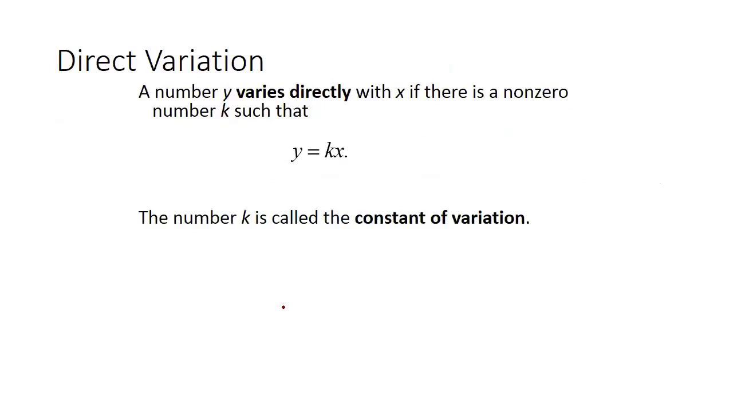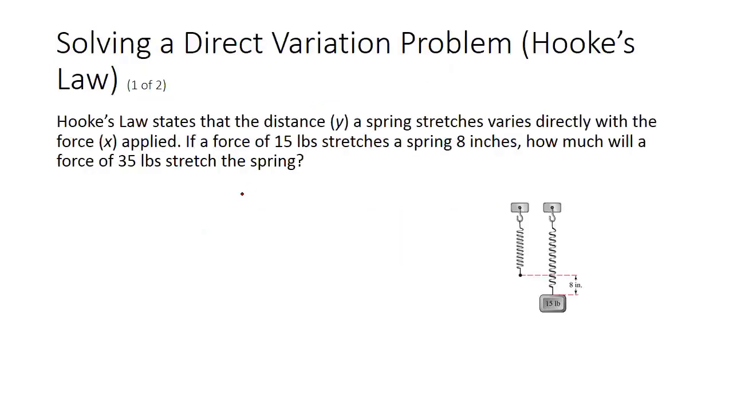Now, one more type of word problem that you need to know for this section is direct variation. A number y varies directly with x if there is a non-zero number k such that y equals kx. So if somebody says y varies directly with x, you would write y is equal to some factor k times x. The number k is called the constant of variation. In this case, Hooke's law says that the distance y the spring stretches varies directly with the force F.